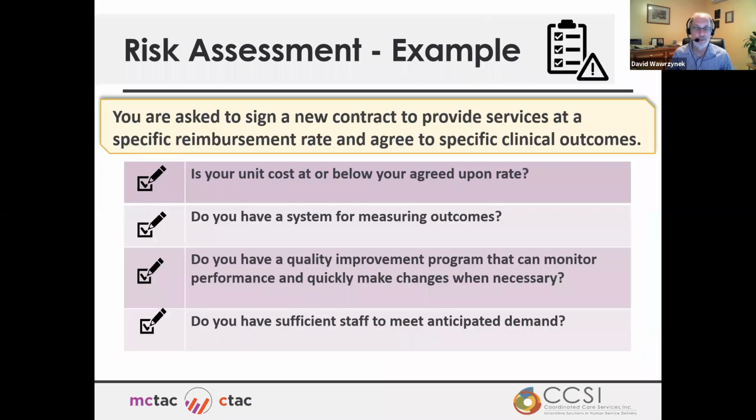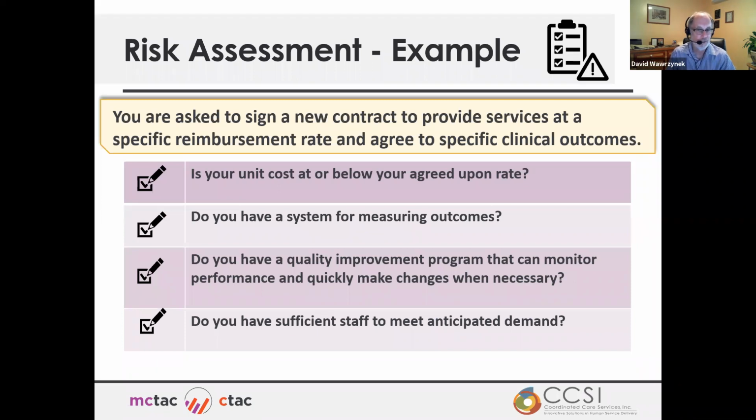So let me give you an example of what a risk assessment may look like. We've got VBP contracts, we're part of IPAs. The world of reimbursement, although it may not have changed too much, I think there's an opportunity that it's going to change a bit more significantly going forward. So you're asked to sign a new contract to provide services at a specific reimbursement rate and agree to specific clinical outcomes. So one says, yeah, we're going to take X amount of dollars for service, and our clinical outcomes, if we don't meet them, there's going to be a clawback of some of the amount that we've been paid. So there's downside risk based upon your clinical outcomes.